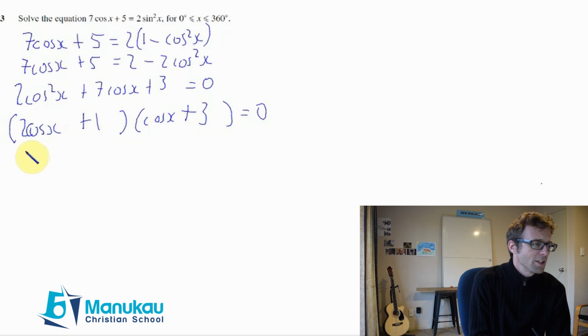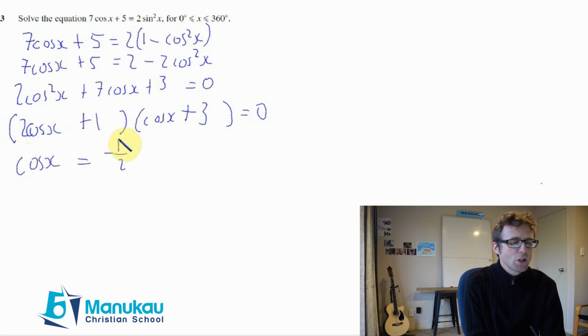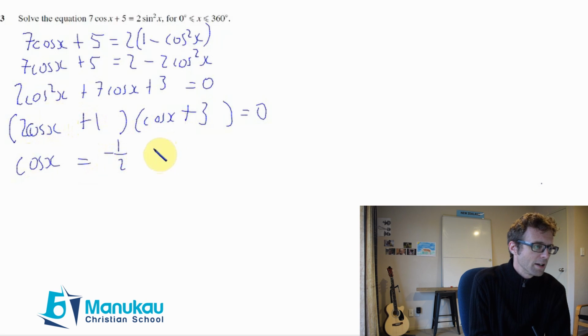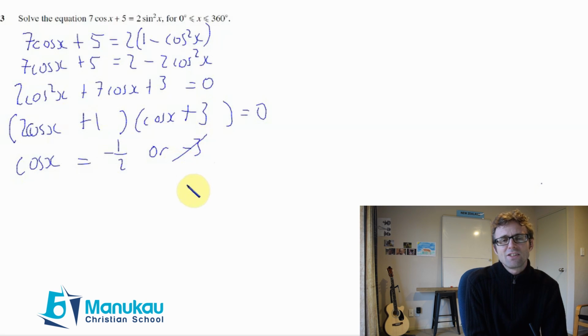Okay, now at this stage we're going to have cosine x has two possible values. It's either going to equal minus 1/2 in the first bracket. 2 times minus 1/2 is equal to negative 1, plus 1 is 0. That will make that whole bracket equal to 0, and anything times 0 is 0. Alternatively, in the second bracket, you could have cosine x equals negative 3, except that that's undefined.